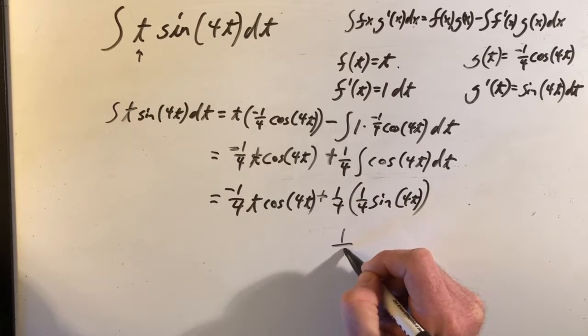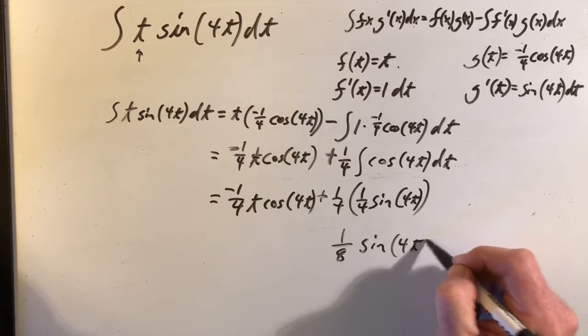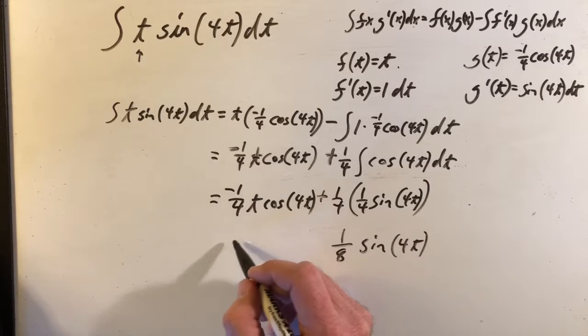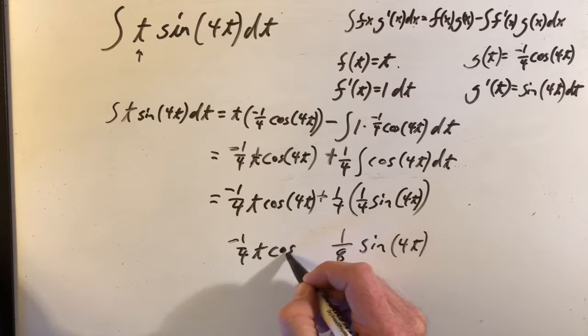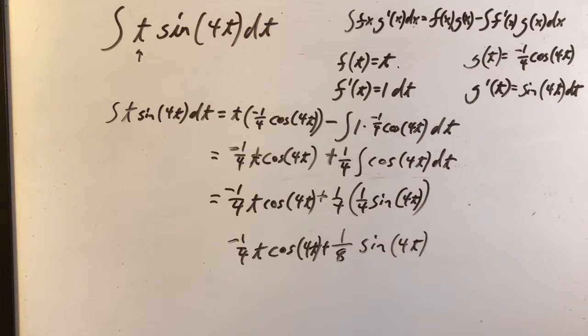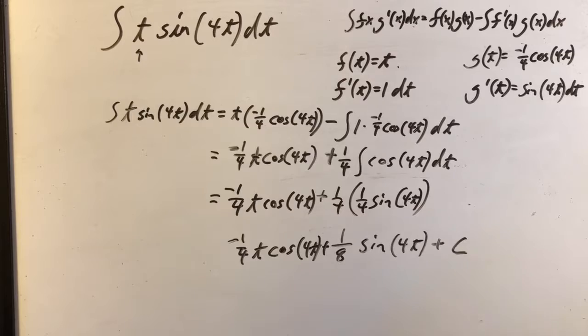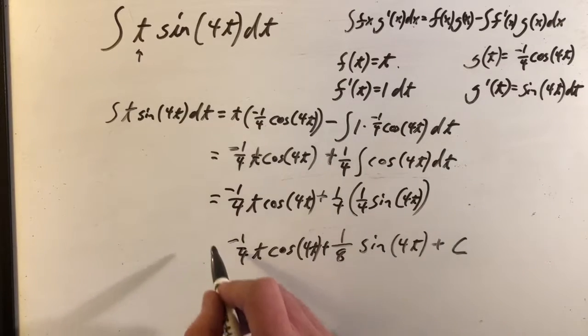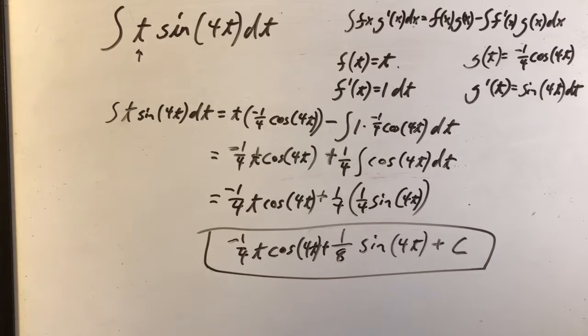I have 1/8 sine 4t there, negative 1/4 t cosine 4t, and there's a plus sign there. And then, of course, since I didn't do a definite integral, this is plus a constant here, so that is going to be my answer for that one. So pretty straightforward, just takes a little bit of bookkeeping working through that.